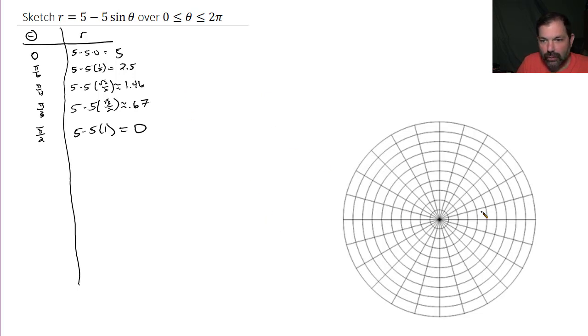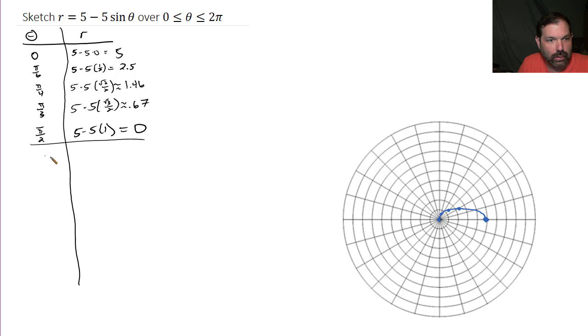We have r equals 5 when theta is 0. So 1, 2, 3, 4, 5. Then at pi over 6, we have 2.5. Then at pi over 4, we have 1.46. It's about here. Then at pi over 3, I'm at 0.67, so that's about here. And then I'm at the pole. So far, I have what looks like this shape. So that was the first quadrant.